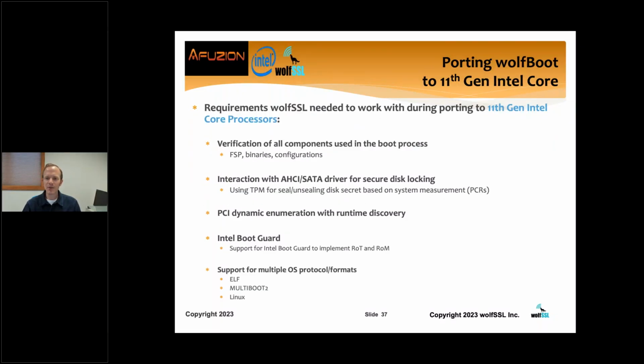Some requirements that we needed to work with when porting over to the 11th gen Intel Core processors were verification of all the components used in the boot process. That included the FSP, the binaries, and the configurations. We needed to interact with the AHCI and SATA driver for secure disk unlocking. In this specific customer use case, we were using a TPM for sealing and unsealing a disk secret, which could then be used to decrypt the operating system image. We needed PCI dynamic enumeration with runtime discovery. We knew we needed to use Intel BootGuard to implement the root of trust and root of measurement. And we knew we needed to support multiple OS protocols and formats.